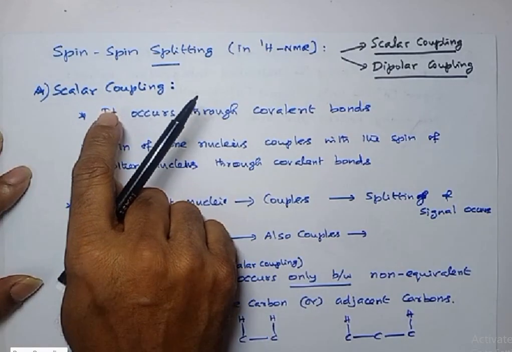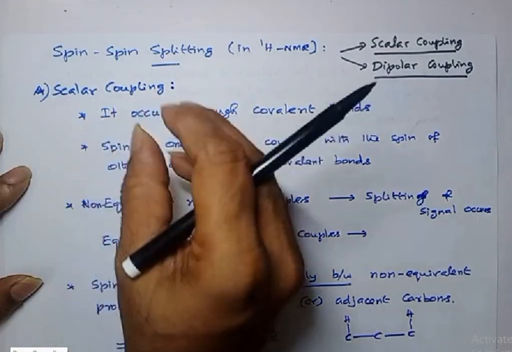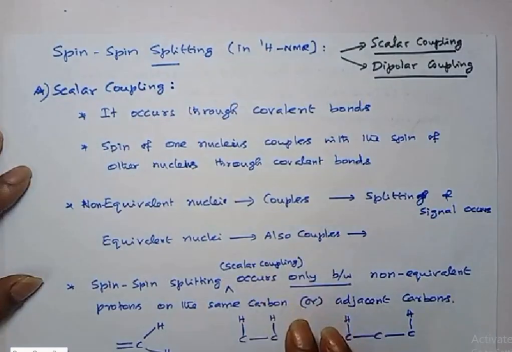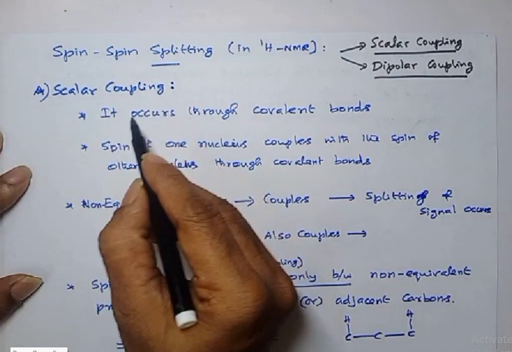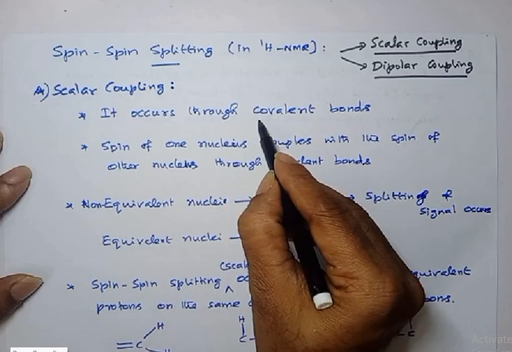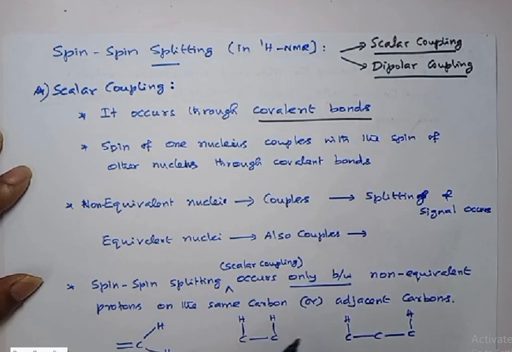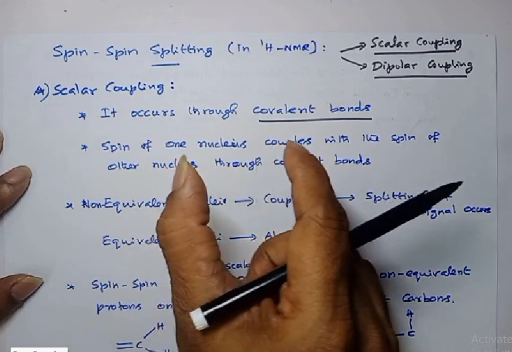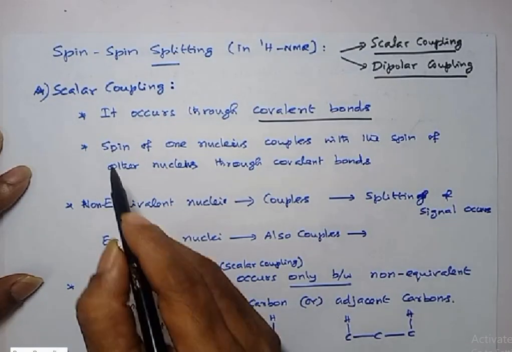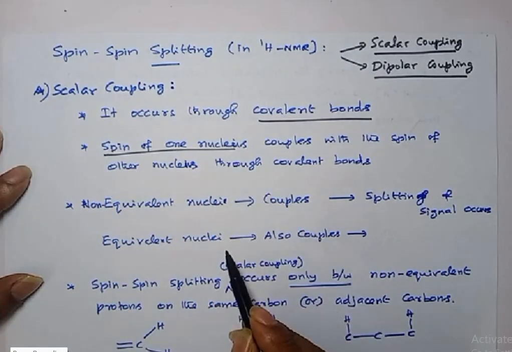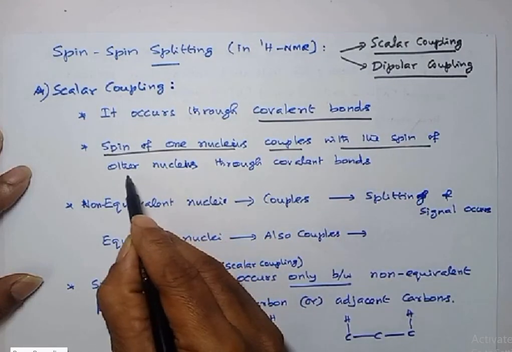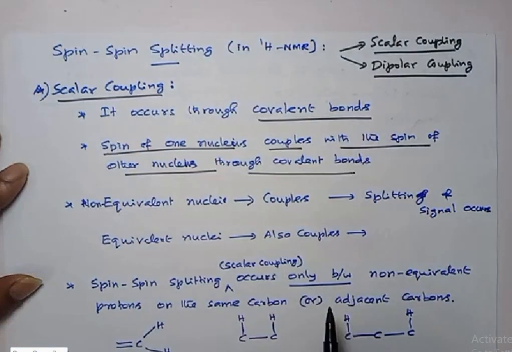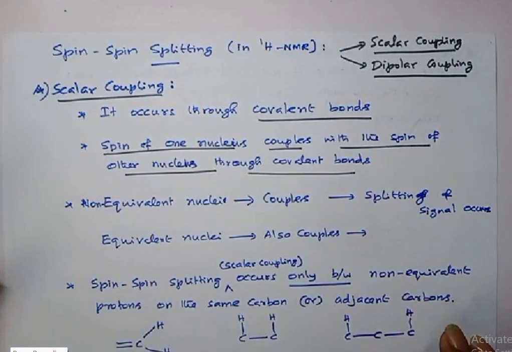In most books and in most lectures, under spin splitting, they discuss scalar coupling. So what is scalar coupling? Scalar coupling occurs through covalent bonds. This is the first point. Scalar coupling is the coupling between 2 active nuclei. They couple through covalent bonds. And remember, the spin of one nucleus couples with the spin of the other nucleus through covalent bonds. This is what we call scalar coupling, right? Scalar coupling is also spin splitting.